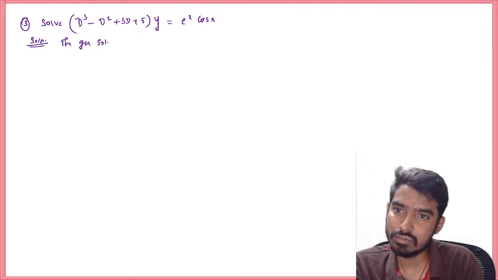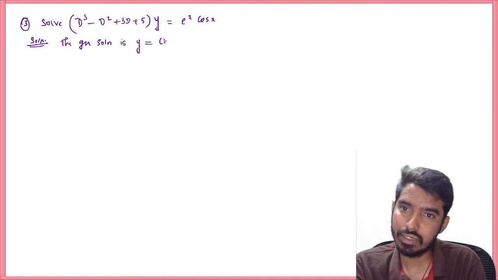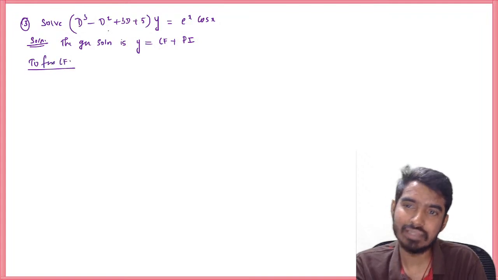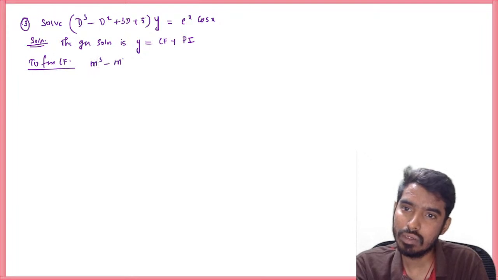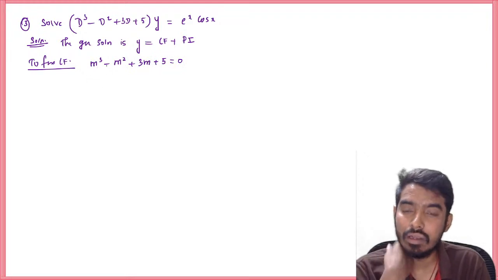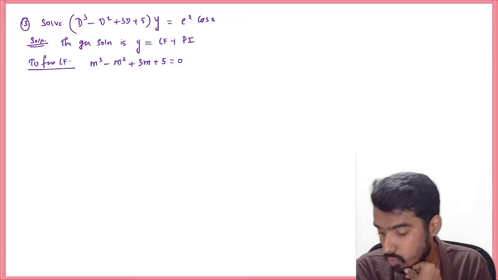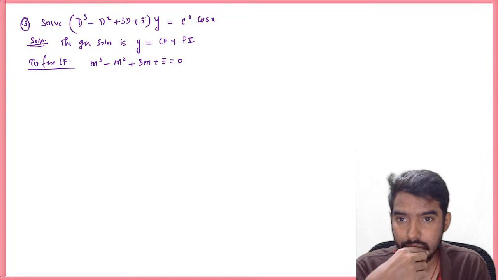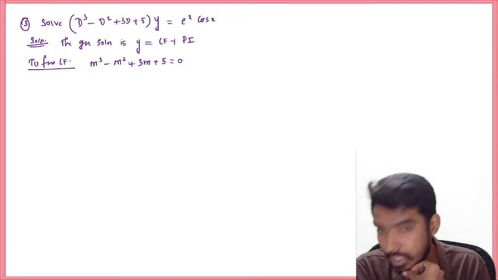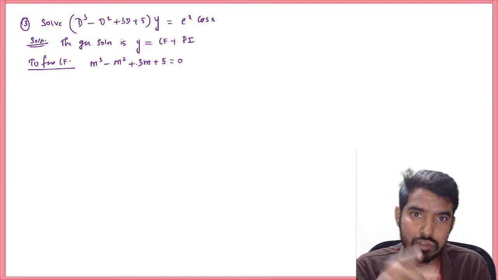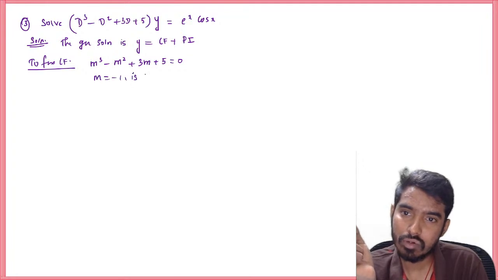The general solution is y is equal to CF plus PI. So to find CF, I'm just telling you the roots for this. So it is m cube minus m square plus 3m plus 5 is equal to 0. So clearly you can see 1 is one root, right? Not 1, it is minus 1, right? Because if you put minus 1 in m cube minus m square plus 3m plus 5, you will have minus 2 plus 2, which is 0. So m is equal to minus 1 is one root. So find the other roots.